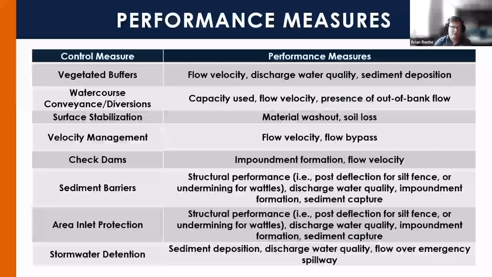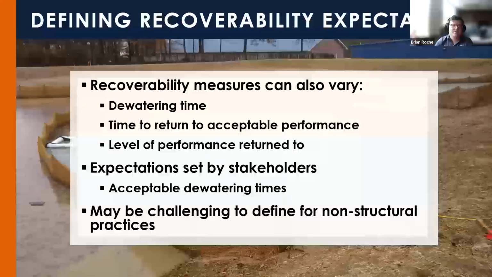Here are some examples of performance measures that can be selected, with some practices having numerous, such as a silt fence and barrier having structural performance, discharge water quality, impound formation, or sediment capture as different performance measures. The next step would be to define acceptable recovery, which these recoverability measures can also vary. They could be a dewatering time, a time to return to an acceptable performance level, or that overall level of performance that the practice is able to return to. And similar to risk, these expectations would need to be set by stakeholders, such as acceptable dewatering times. This may be challenging to define for many non-structural practices.